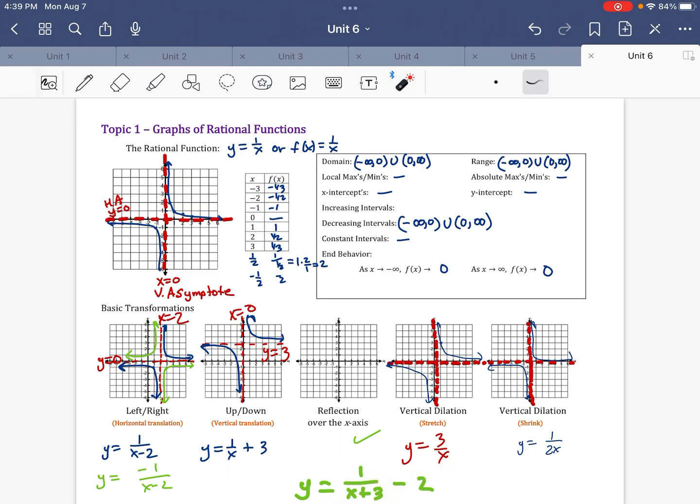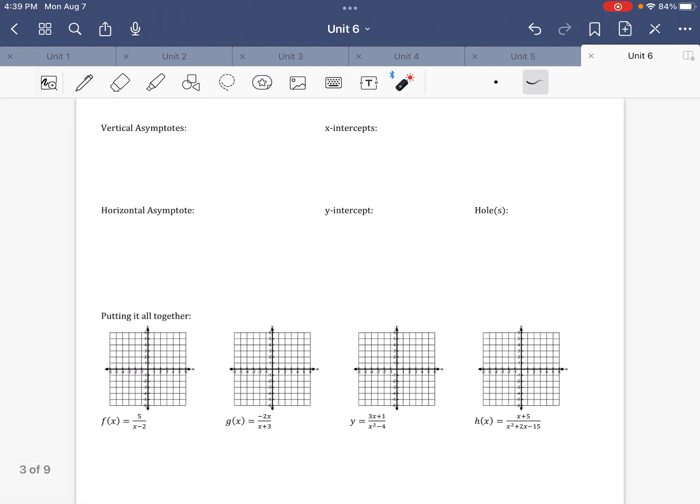And so if you're going to move that left 3, then you know your vertical asymptote is going to be here, and down 2, and there's your horizontal asymptote. And your graph would be fitting right inside there. Now, usually your graph is not going to be in this format. So let's talk about how it's going to be on the next page.